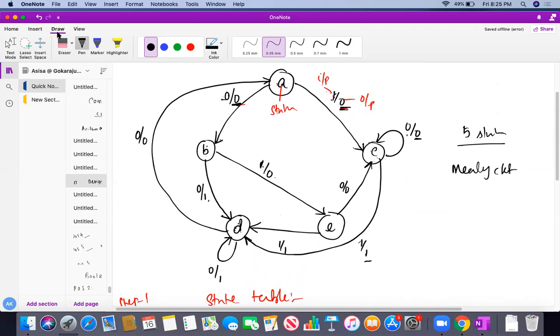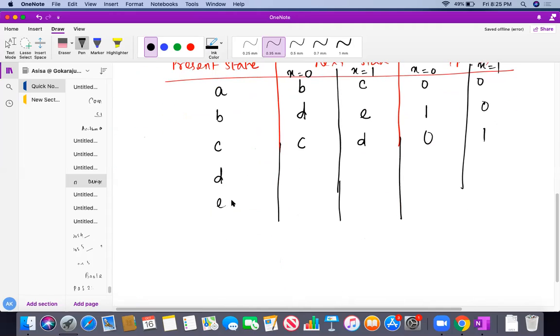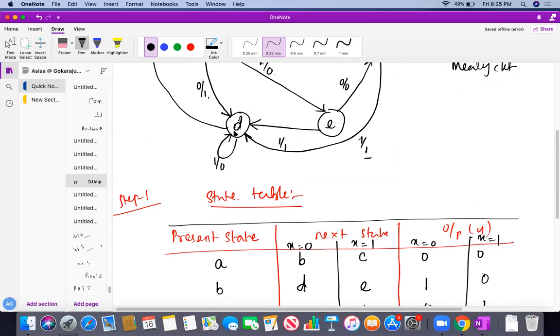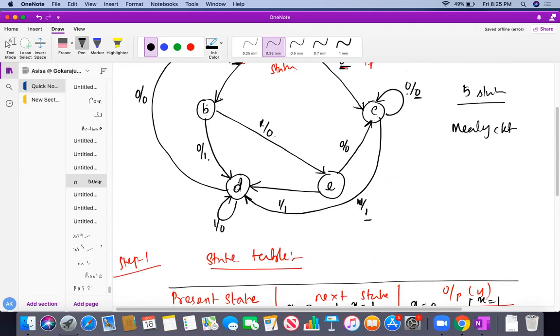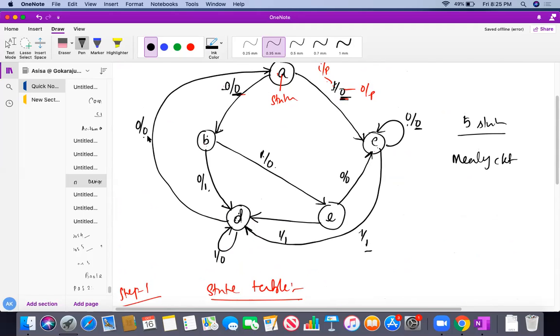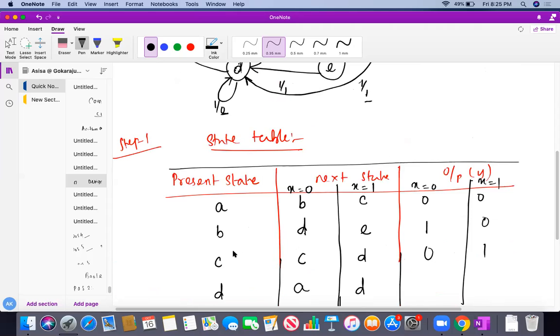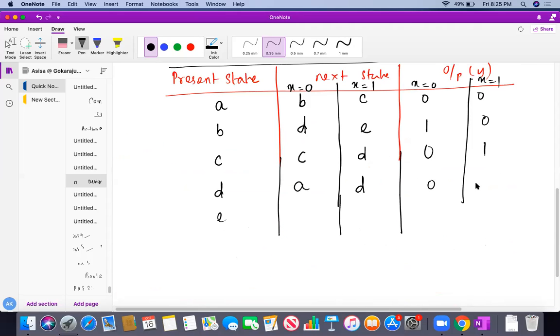Here I have made a small mistake in the state diagram. This is 1 divided by 0. So both the outputs are 0 and 0 I have given. At input 0, I am going to A. And for input 1, I am staying at the same state, that is D. Now at x equal to 0, my output is 0. At x equal to 1, my output is also 0. So both the outputs are 0, 0.